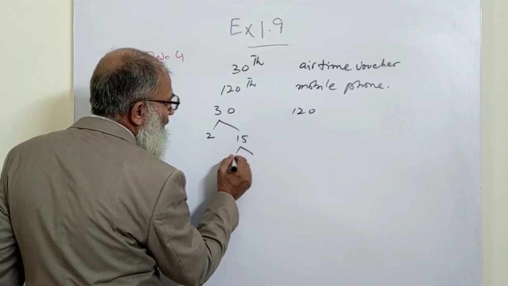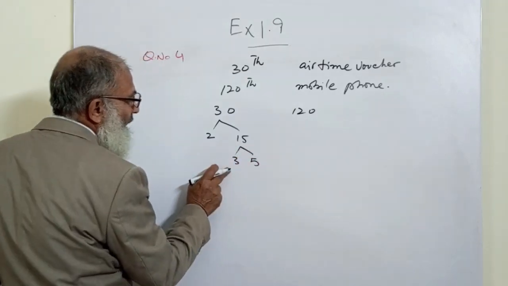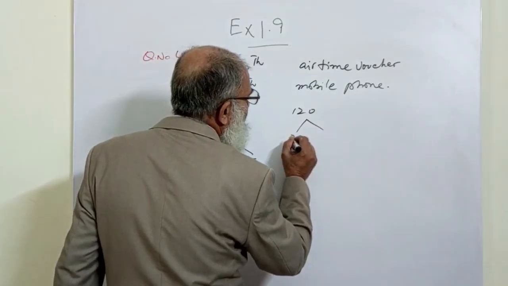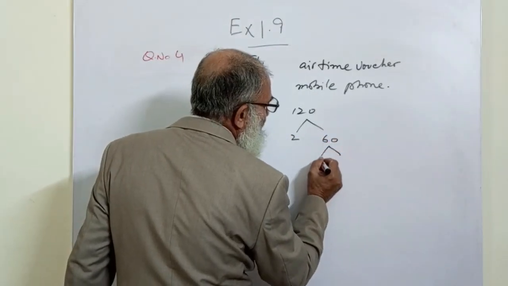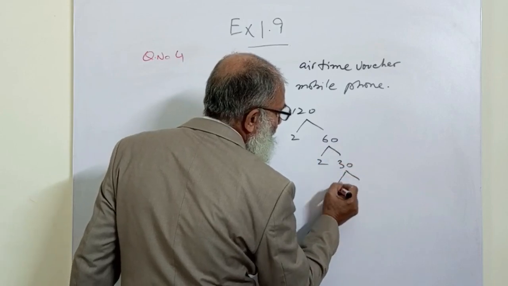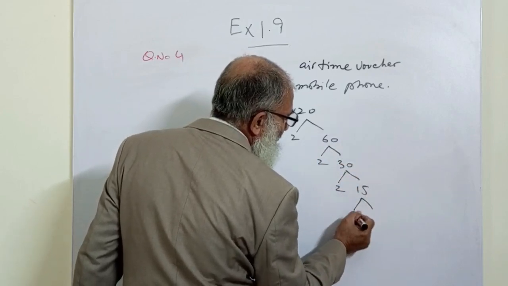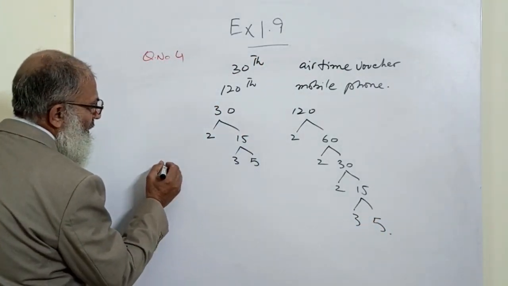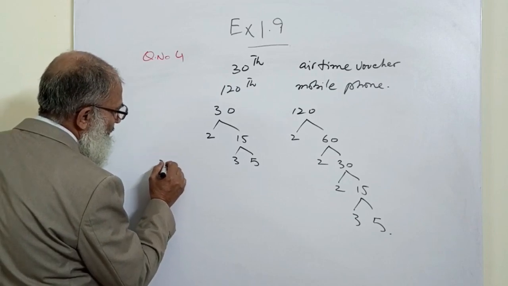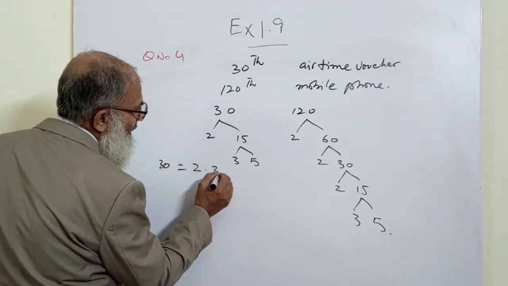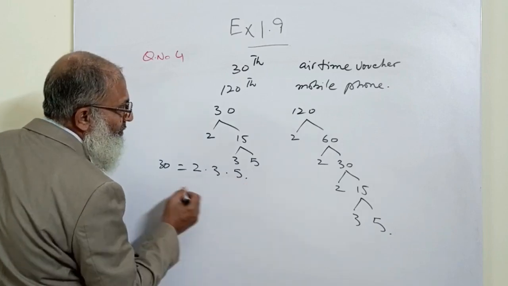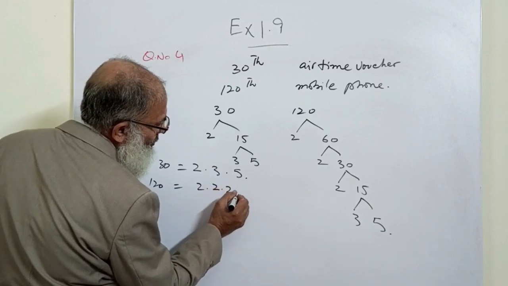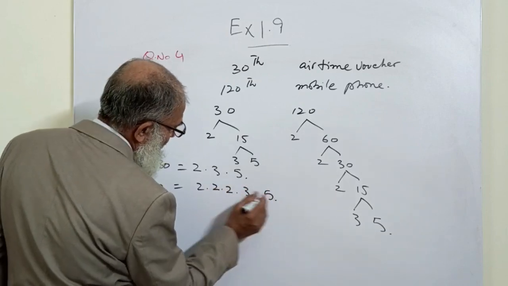So what you do is: 2 fives are 10, 3 fives are 15, and 15 times 2 is 30. So what are the factors now? Factors of 30 are 2, 3, 5, and factors of 120 are 2, 2, 2, 3 and 5.